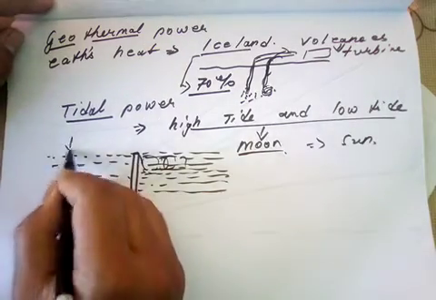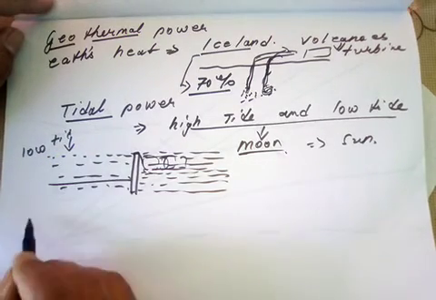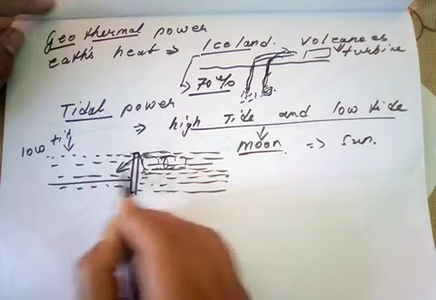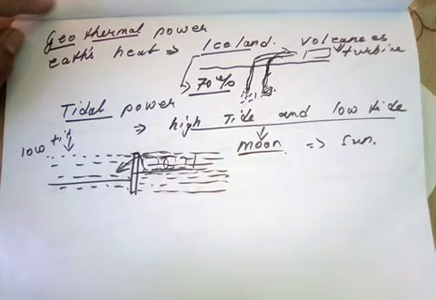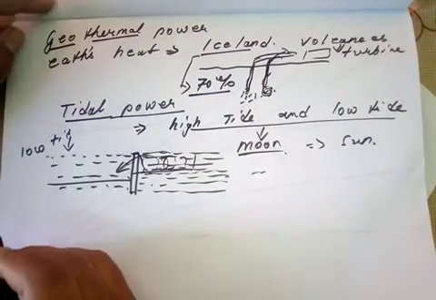And again, when low tides come, the water recedes downwards, and the opposite is used. Here the turbine runs in the opposite direction to produce electricity. So this is tidal power.